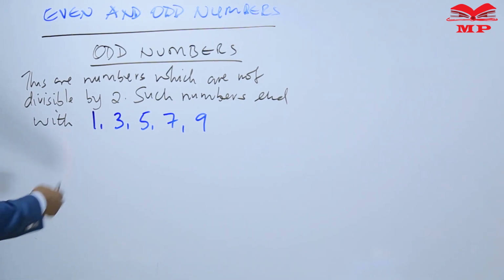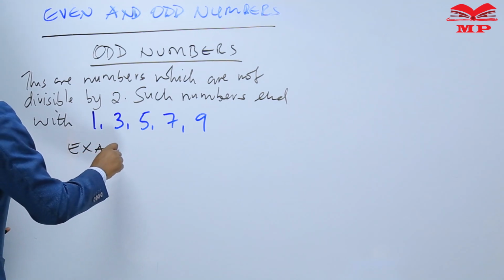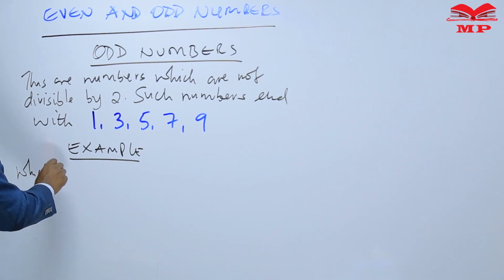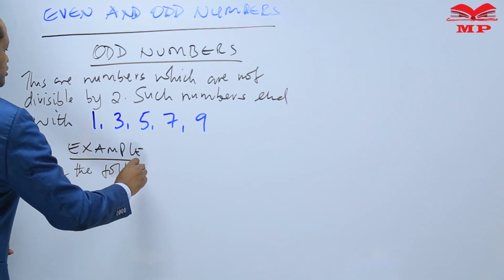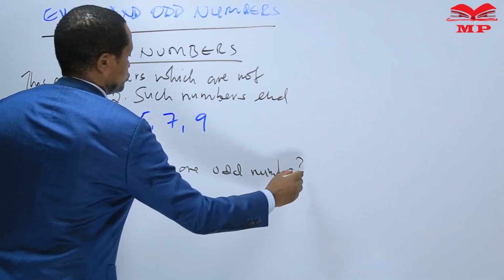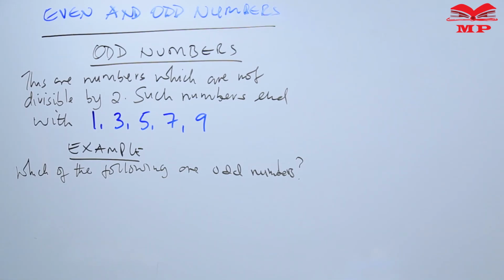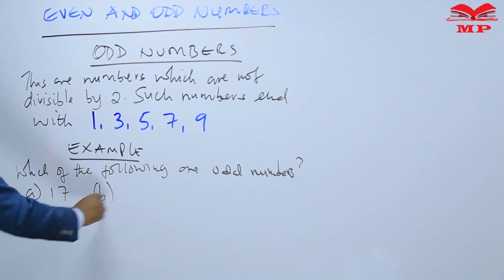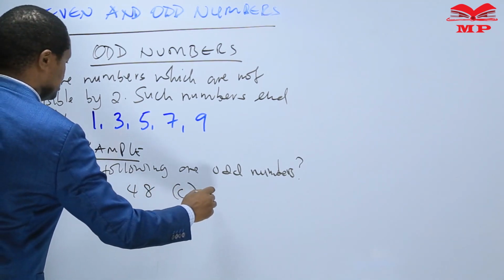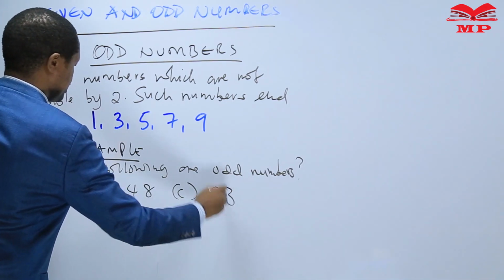So let's have an example. Which of the following are odd numbers? A, 17, B, 48, and C, 93.